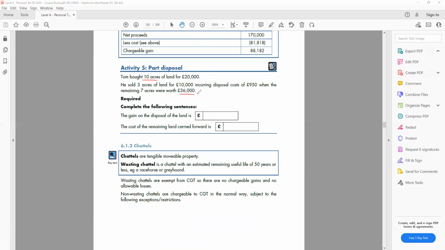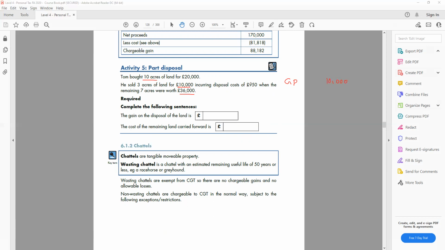Okay, so let's use the formula first. We have to calculate the gain on the disposal of the land and the cost of the remaining land carried forward. So let's try to do that. Gross proceeds: we sold 3 acres for 10,000. So my sold price or market value is 10,000.